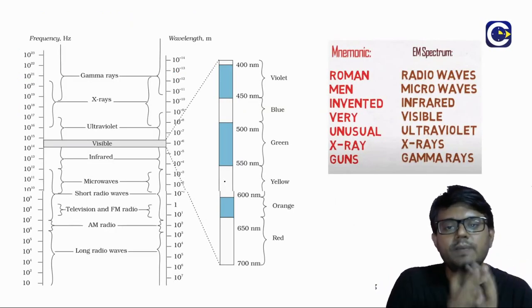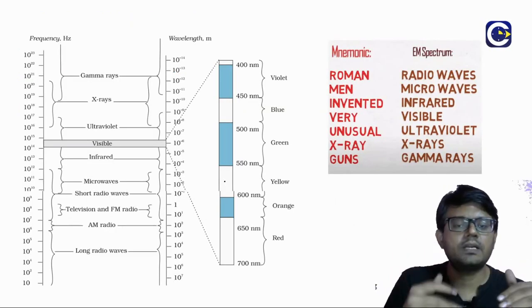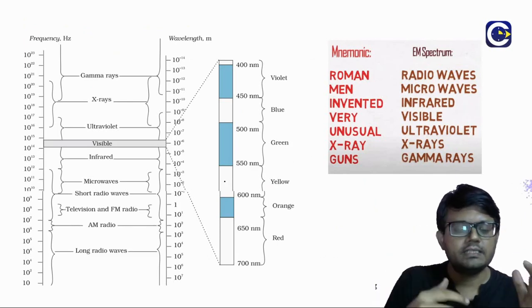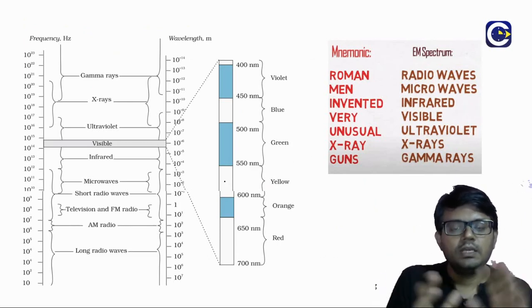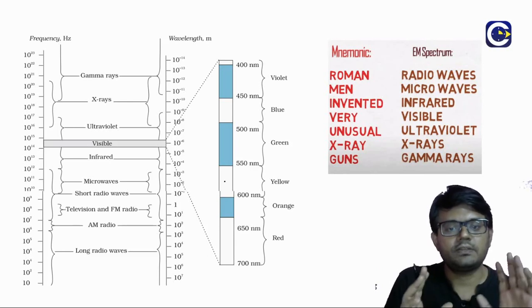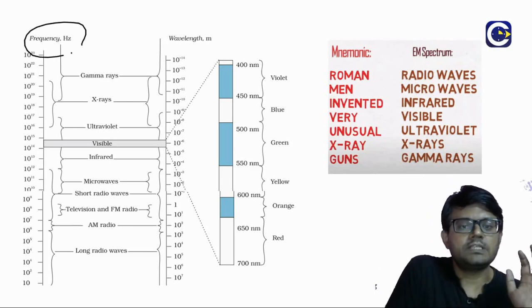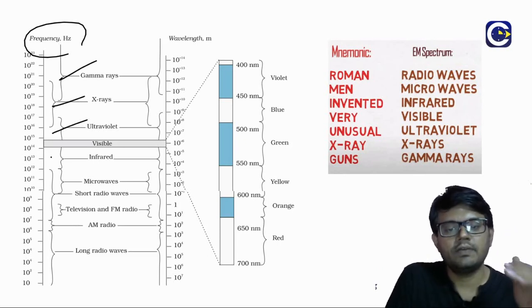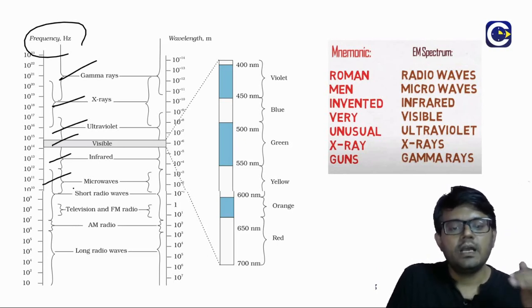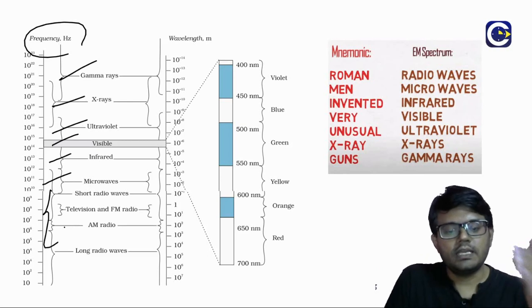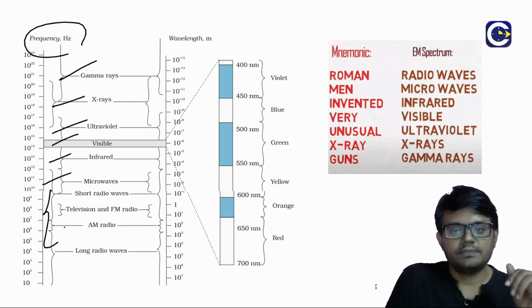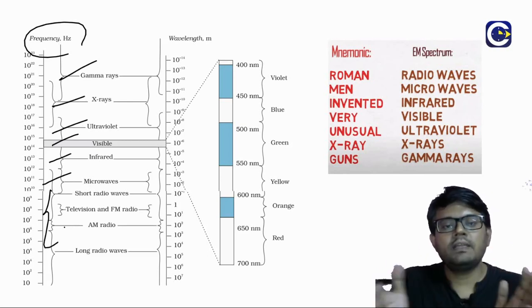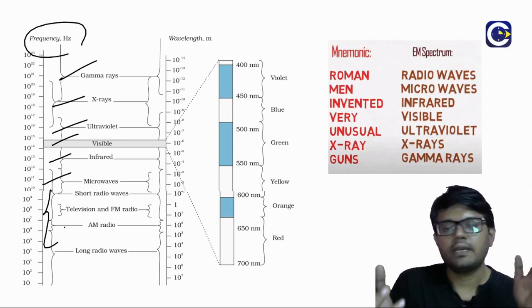So the electromagnetic spectrum is basically the arrangement of these electromagnetic waves in ascending order or descending order in terms of their frequency or wavelength. Look here, frequency-wise, gamma will have the highest, then X-rays, then ultraviolet, visible, infrared, then micro, and below that the radio and TV waves. The corresponding wavelength: if frequency is high, wavelength will be low.